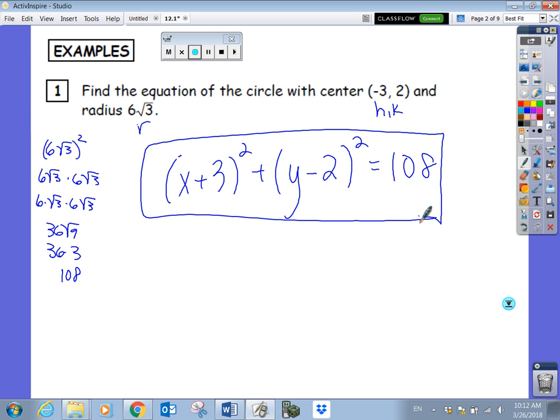Notice the number in front of the x squared and in front of the y squared. This number right here in a circle, when it's in its general or standard form, always has to be a 1. This number right here always has to be a 1.